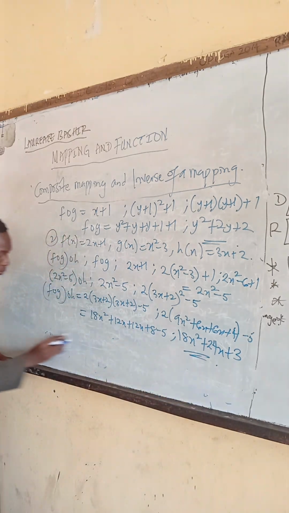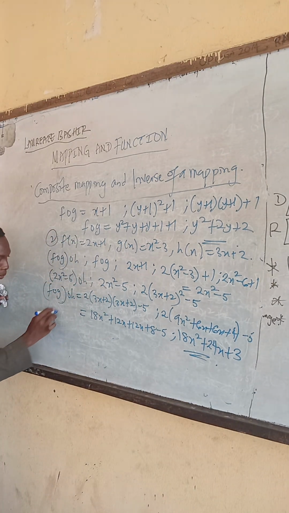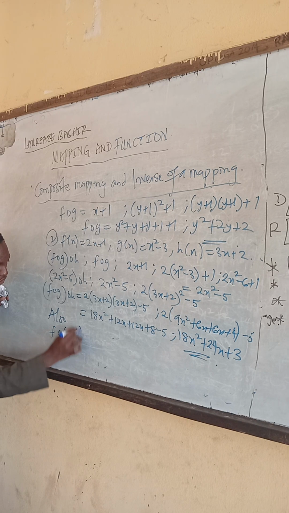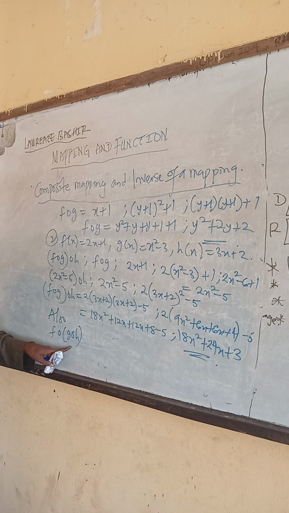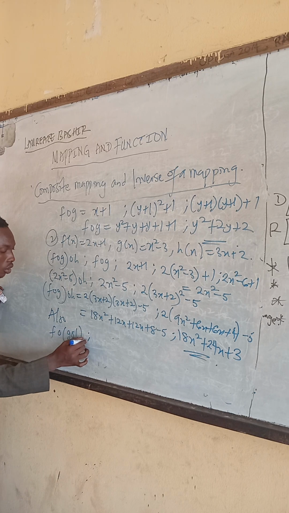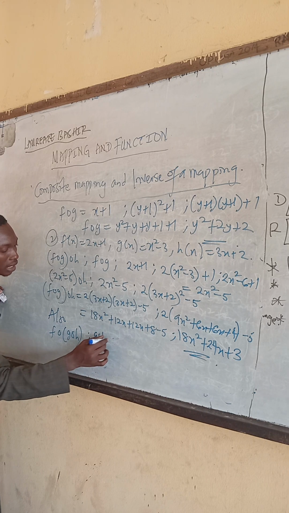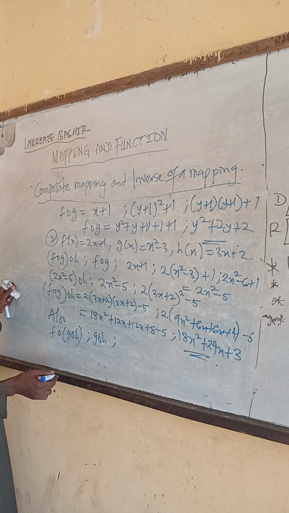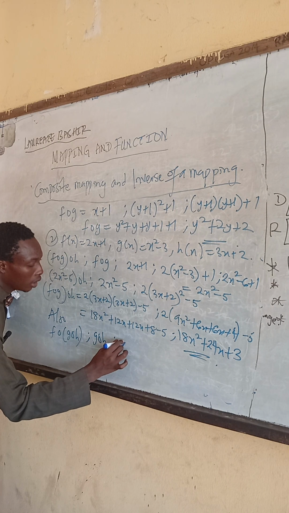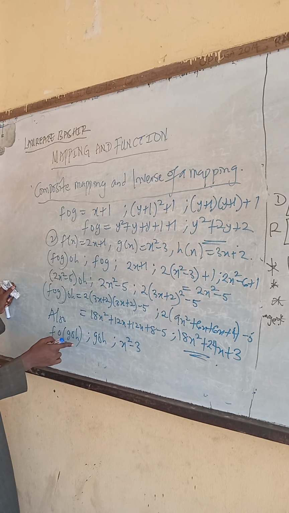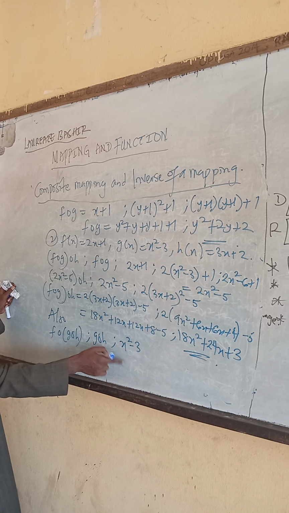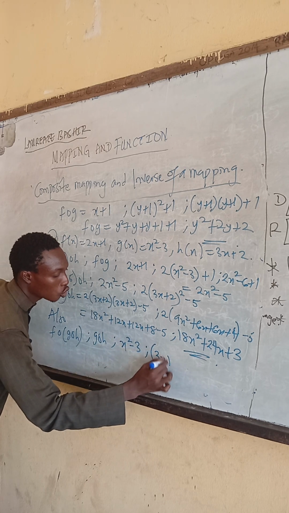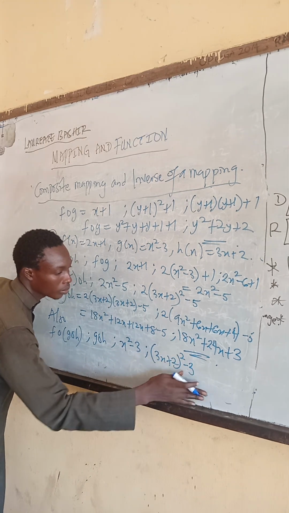So let's prove also f composite open bracket g composite h. You firstly prove this one that I have in the bracket, which is g composite h. G composite h means you are going to write g first. What is our g? G is x square minus 3. Then now I'm going to replace this x with the value you are having in h. So what I have in h is 3x plus 2. So you are going to have 3x plus 2 square minus 3.